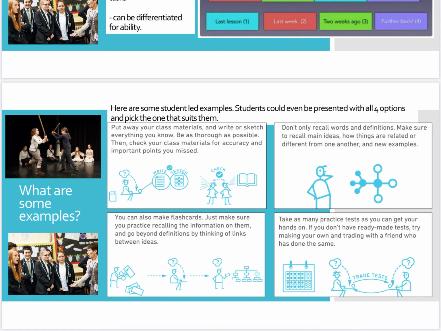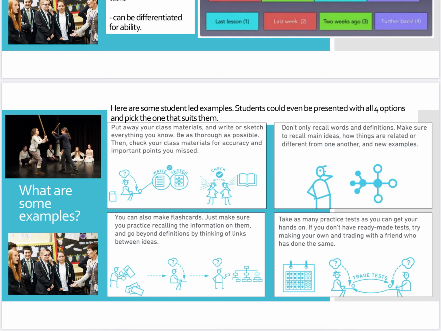Also, students shouldn't just recall words and definitions, that's kind of the first stage, but then get them to make links. There's a completely different kind of CPD thing called solar learning, but that's a different slide for a different day. Basically, it's about making links. That's a massive thing with retrieval.